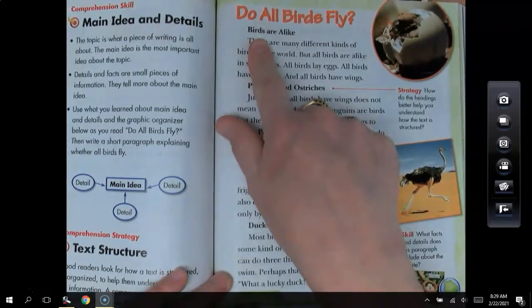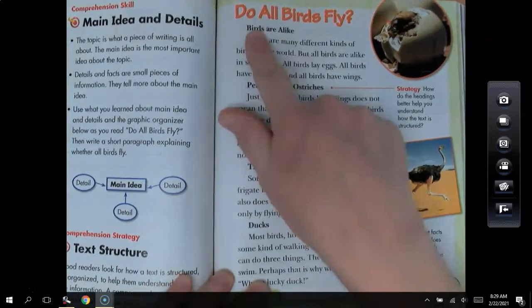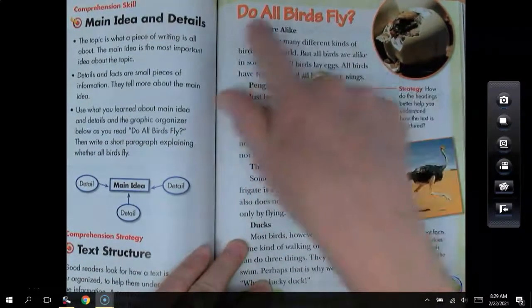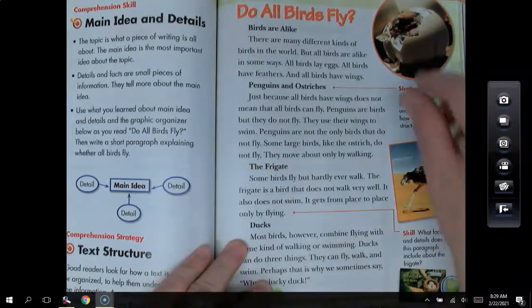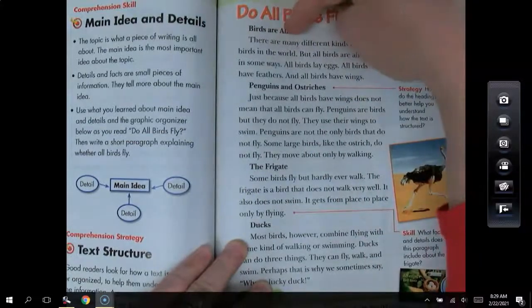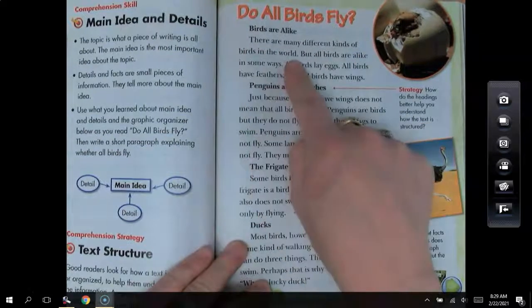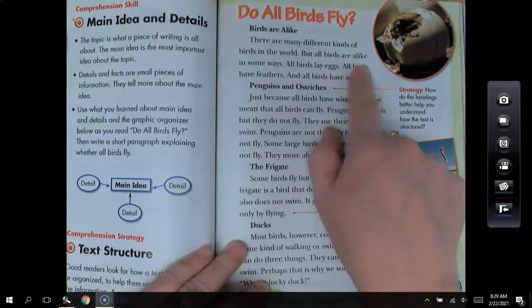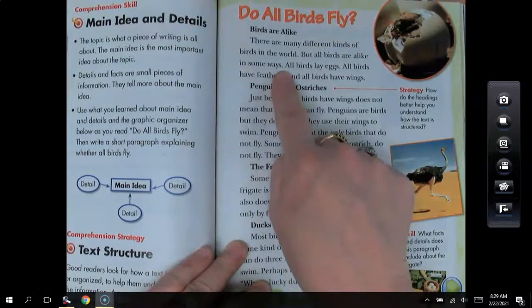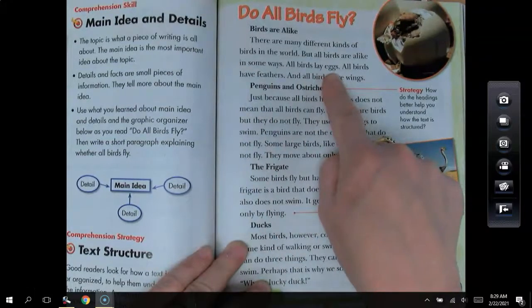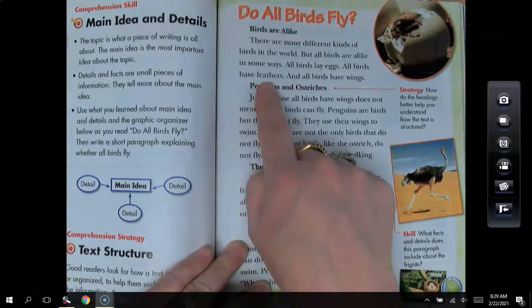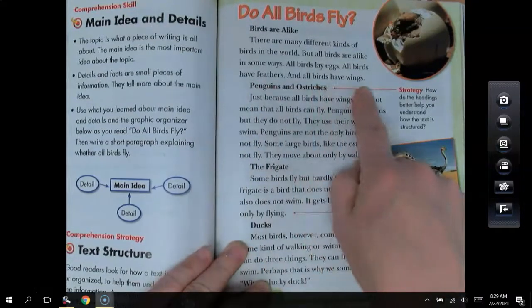This heading is called Birds Are Alike. So I know this heading right here in this paragraph is going to tell me how birds are alike, because that's what that heading is. It says there are many different kinds of birds in the world, but all birds are alike in some ways. All birds lay eggs, all birds have feathers, and all birds have wings.